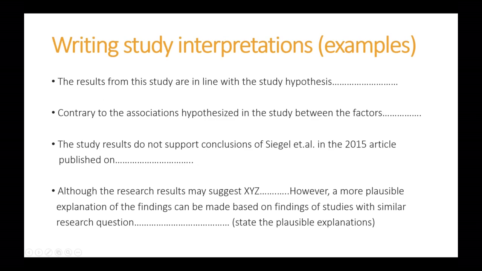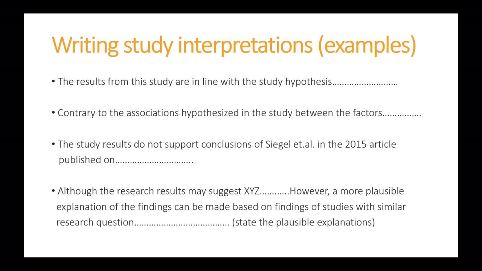Also, when you are writing your interpretations, you can use these specific wordings. The results from the study are in line with the study hypothesis, and then you can write what you hypothesized and what you found. You can also say, contrary to the associations hypothesized in the study between the factors. So this sentence you can use only if you're getting some associations or results which are opposite to what you expected. Okay, so only then use this specific sentence.